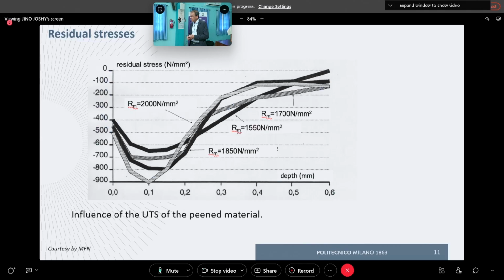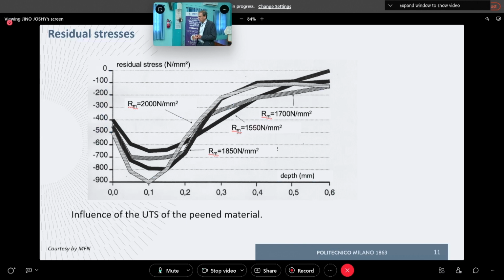This is about the influence of the static mechanical strength of the peened material. Also in this case, they are quantitative, but just to give you an idea. Indeed, what can we see here? We are dealing here with very resistant materials.